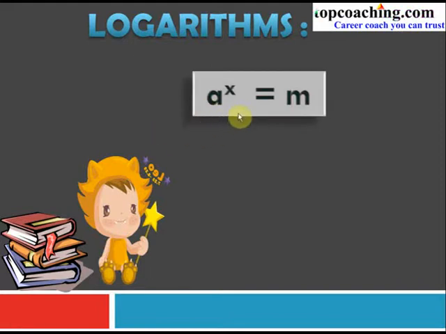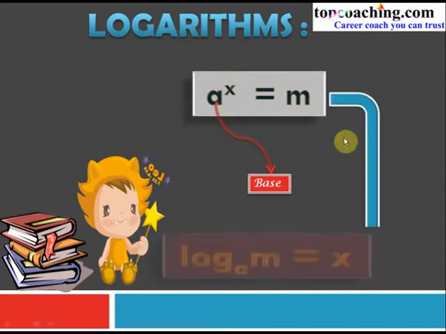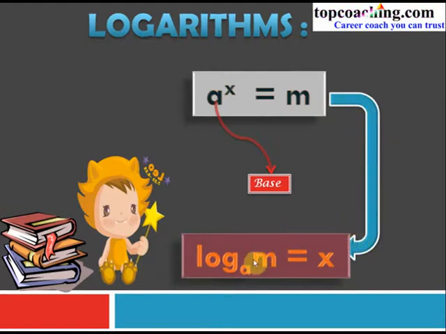Suppose we have an equation a to the power of x is equal to m. Here a is known as the base and x is the exponent. What is m? m is the value of this expression, which is a to the power of x. Now as we are studying logarithms, let's see how we can write this exponential equation in logarithmic form. In the logarithmic form, this could be written as log m to the base a is equal to x. Remember that this very x is actually the exponent of a.